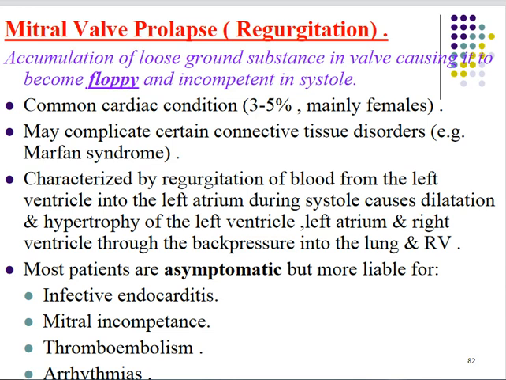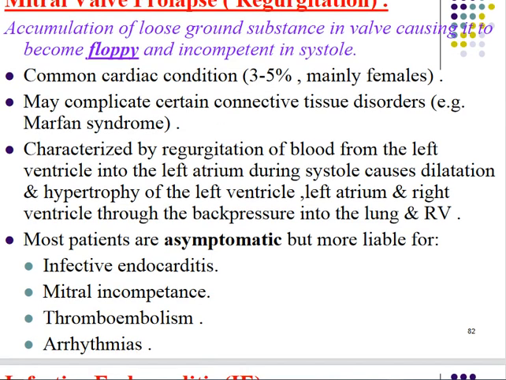Usually during systole, the mitral valve should be closed completely, but in regurgitation some defects occur that allow blood to push from the left ventricle to the atrium during systole, causing dilatation and hypertrophy of the left ventricle and left atrium, and the right ventricle through back pressure on the lung and right ventricle. So there is a disorder that occurs in the left ventricle and atrium, in addition to the lung and back to the right ventricle. Most patients are asymptomatic, but are more liable to develop infective endocarditis, mitral incompetence, thromboembolism, and arrhythmias, which are seen as complications of mitral valve prolapse.